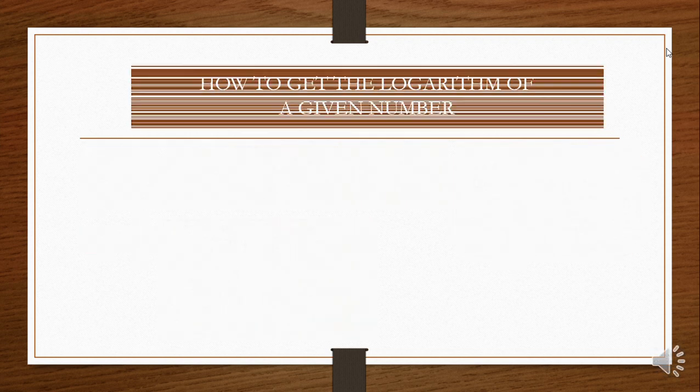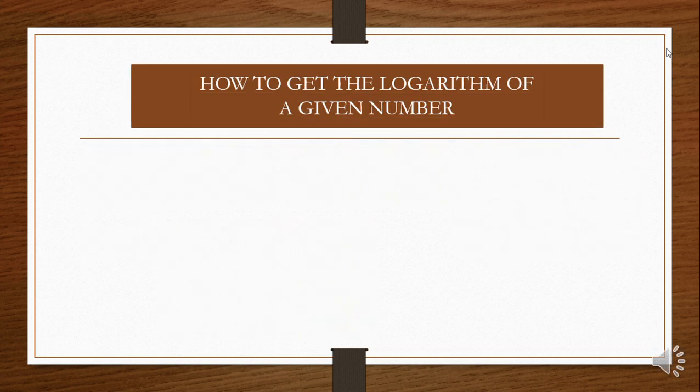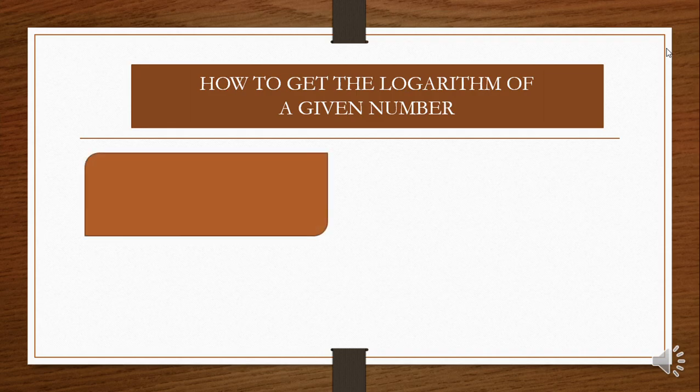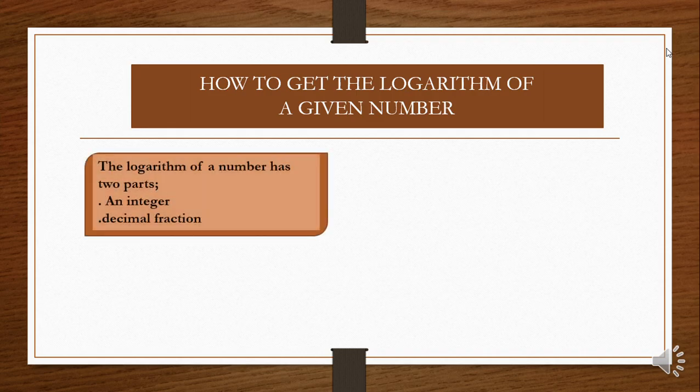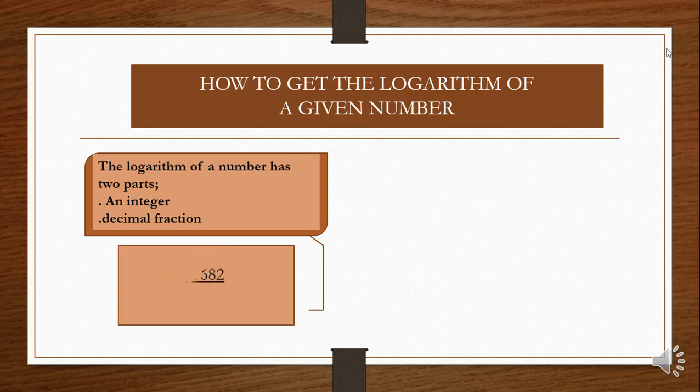So we want to know how to get the logarithm of a given number. A logarithm of a number has two parts. We have the integer part and the decimal part. Let's show what the integer and decimal fraction are.